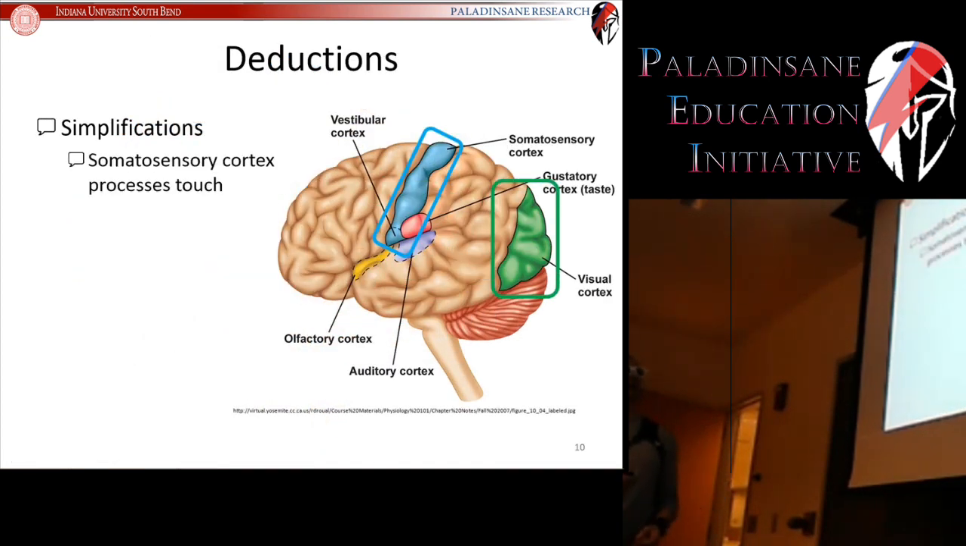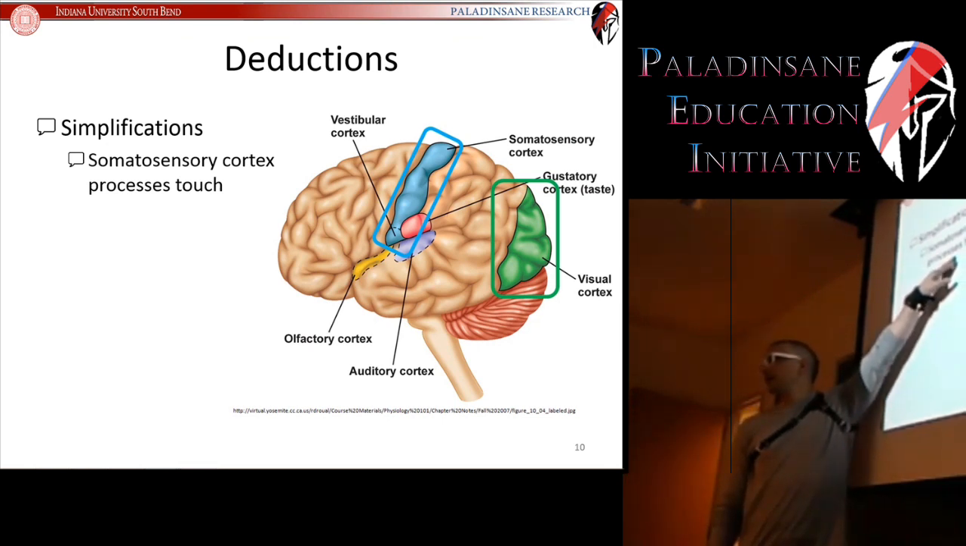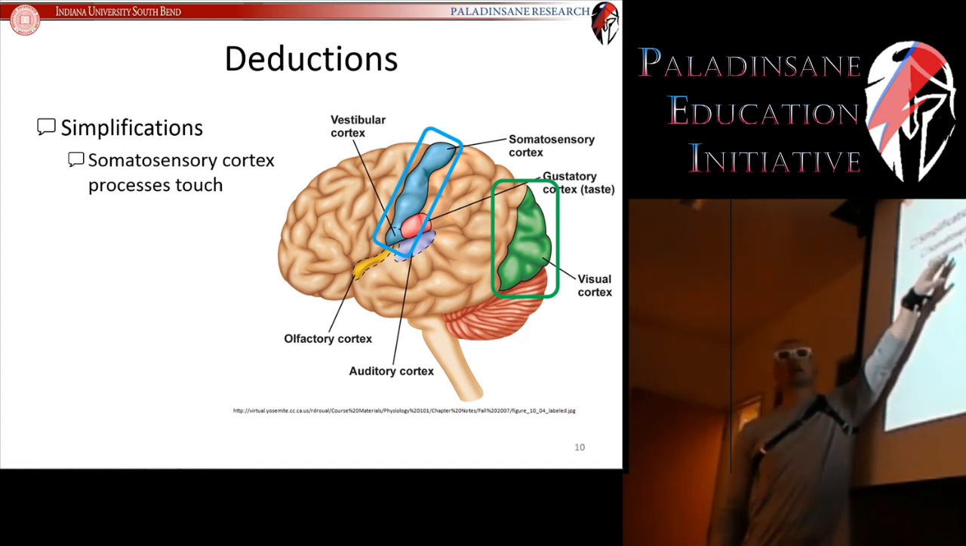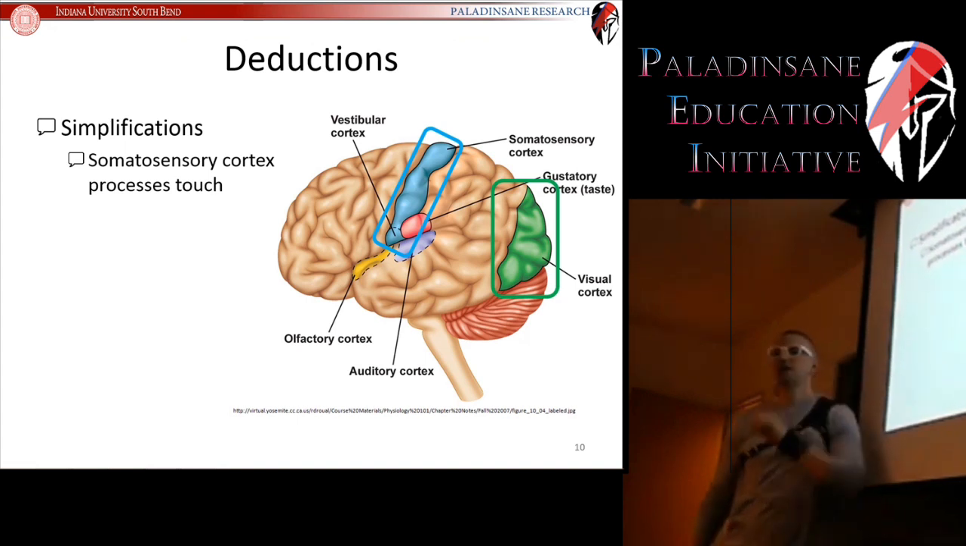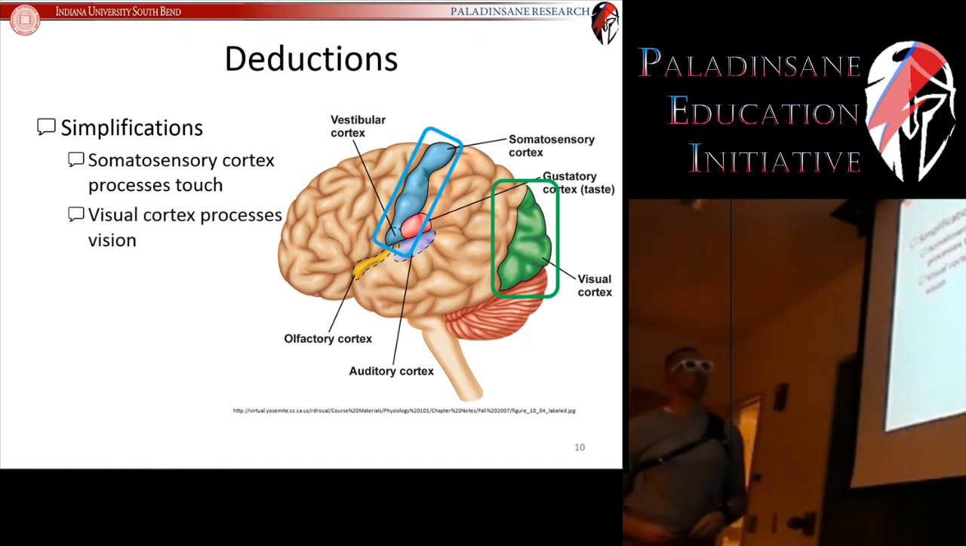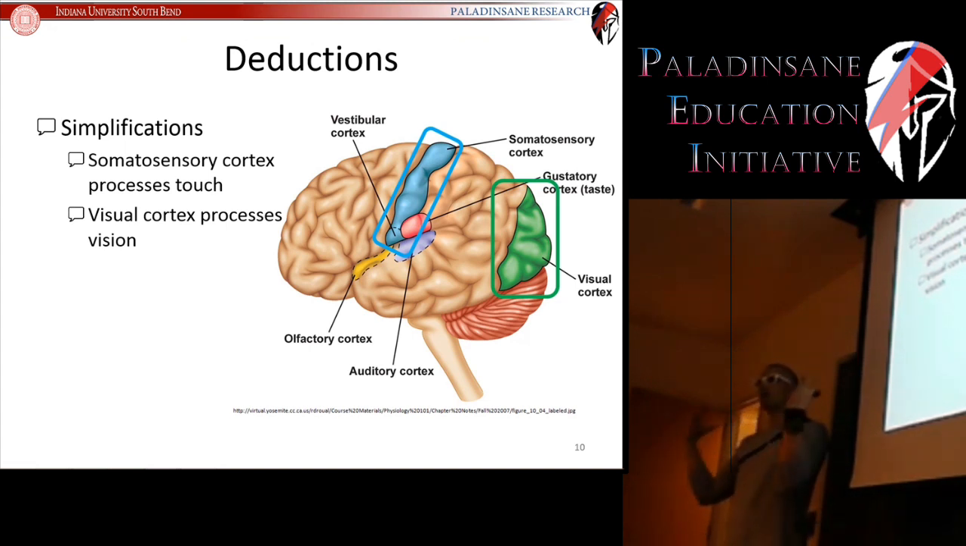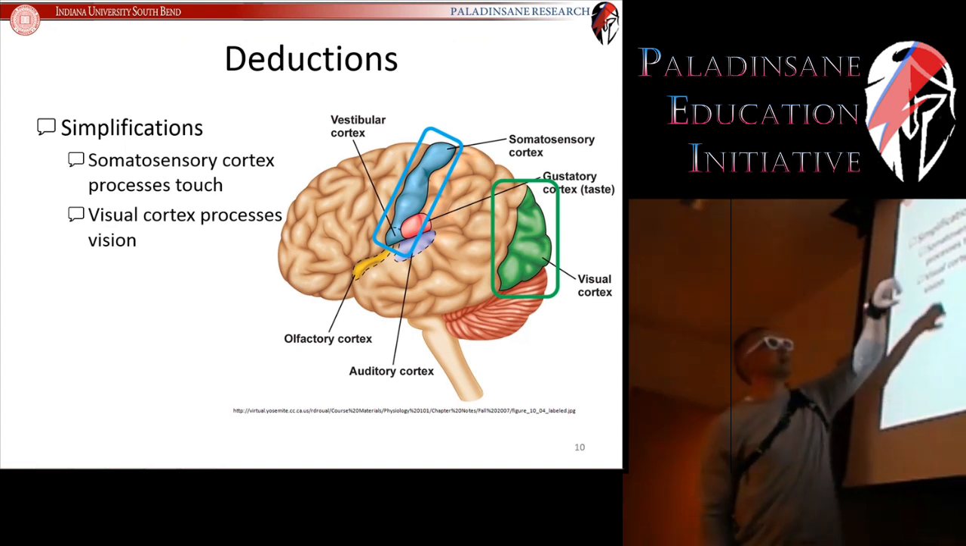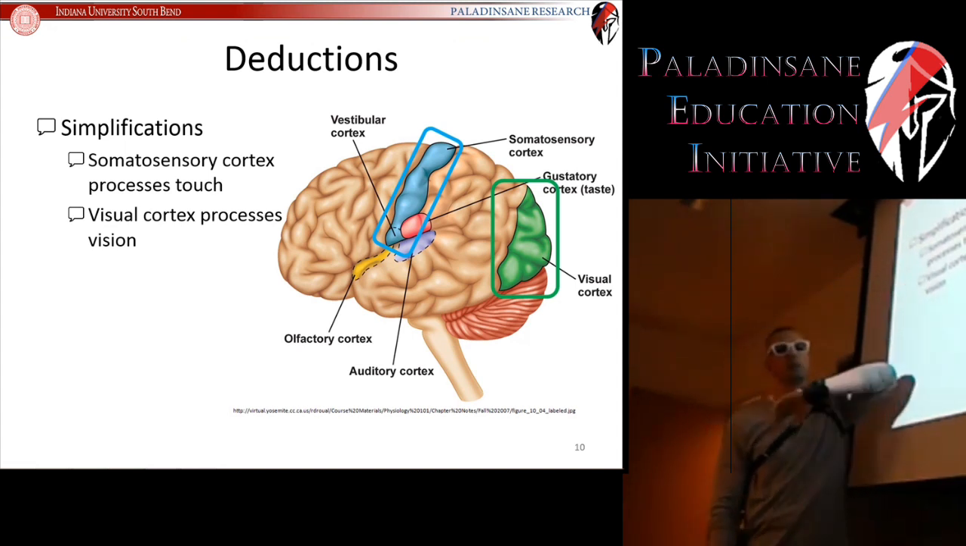So we simplify it. Somatosensory cortex processes touch. It's true, right? It's not the entire story. We're not lying here, though. That's the important thing. We don't want to say, oh, somatosensory cortex processes vision. That's incorrect. That's not true. But it does process touch. Does it process other things? There is evidence that it does. But mostly it's touch, so we can simplify it and say somatosensory cortex processes touch. Visual cortex processes vision. And we get this from our previous theories. Previous theories have shown that the somatosensory cortex processes touch. Previous theories have shown that the visual cortex processes vision.